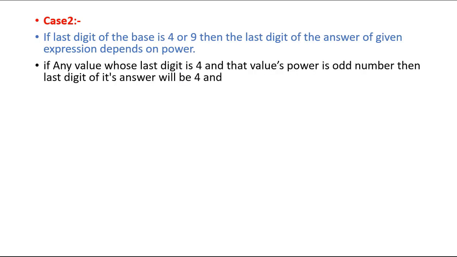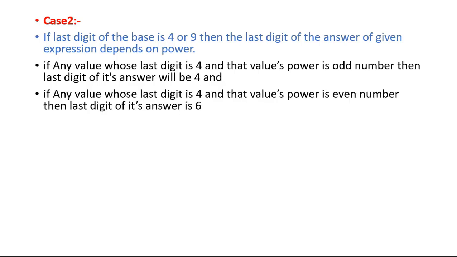If any value whose last digit is 4, and that value's power is an odd number, then the last digit of its answer will be 4. And if any value whose last digit is 4, and that value's power is an even number, then the last digit of its answer will be 6.